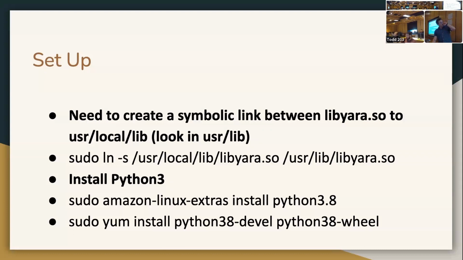So we need to create a symbolic link between libyara.so and a place in /usr/lib. So libyara.so is a file that volatility is going to go looking for in /usr/lib/libyara. Mine is installed in /usr/local/lib. I assume yours is as well. You can go and look for that, but the email just went out. Sweet. You guys should be able to copy and paste some of these commands into the terminal.